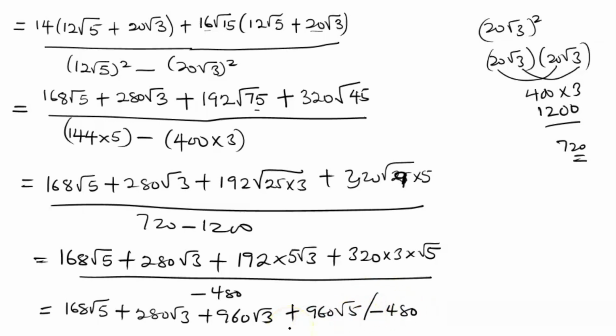Okay, can we see like terms? Yes, I can see like terms. I can see 280 root 3, 960 root 3. I can see 168 root 5, 960 root 5. All right, so all these ones we are going to bring them together and then simplify them accordingly. I believe we are enjoying this video. We are going to progress and continue even as we solve this.